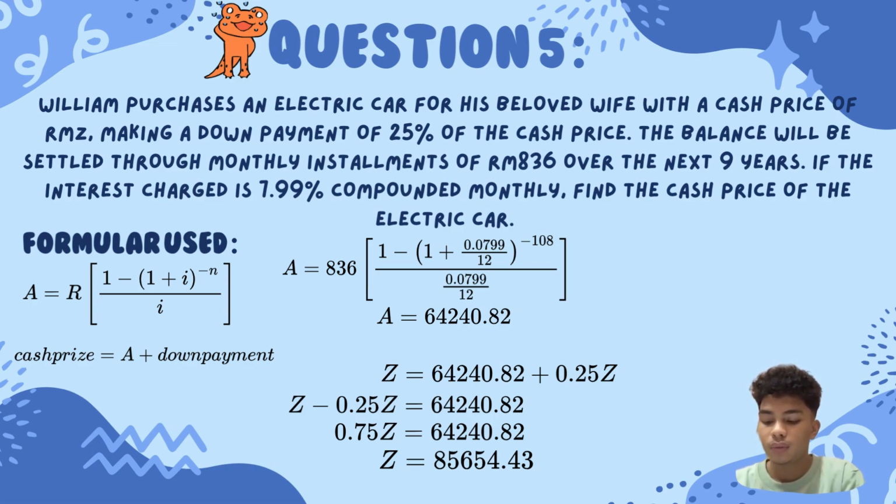After we get A, we can use cash price equal to A plus down payment. So Z equal to 64,240.82 plus 0.25Z. So we can rearrange the formula. We can move the 0.25Z to the front. So Z minus 0.25Z equal to 64,240.82. So the answer is Z equal to 85,654.43. Okay, this is the answer. Okay, thank you.